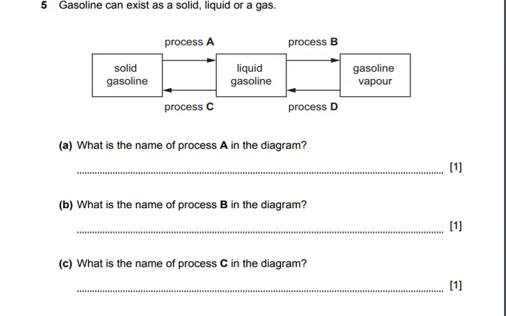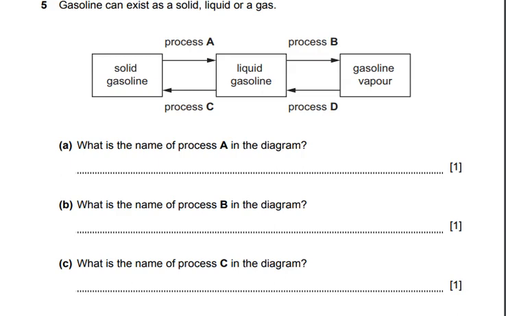Just write down melting. B. What is the name of process B in the diagram? So process B, here the second box to the third box, liquid gasoline changes to gasoline as vapor. So it is boiling, or we can say evaporation. But we have to write down only one of them.